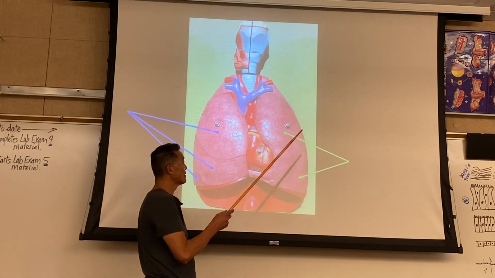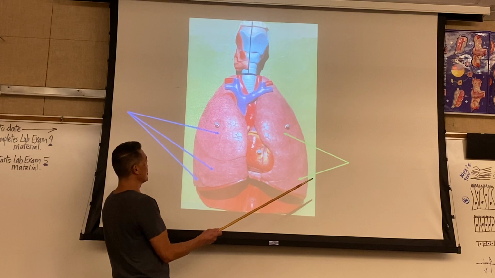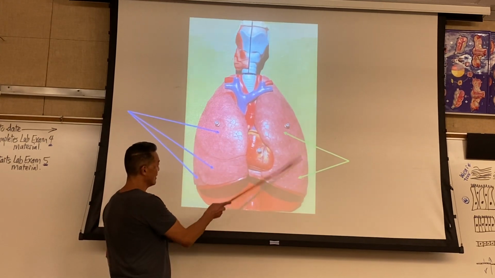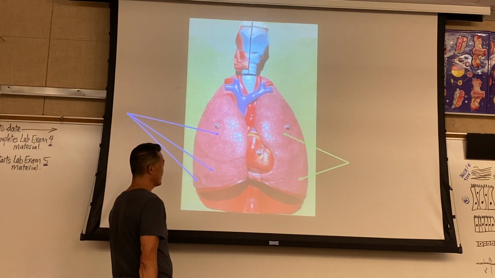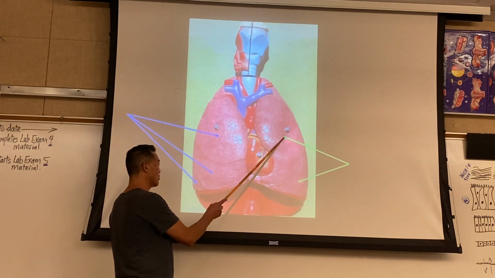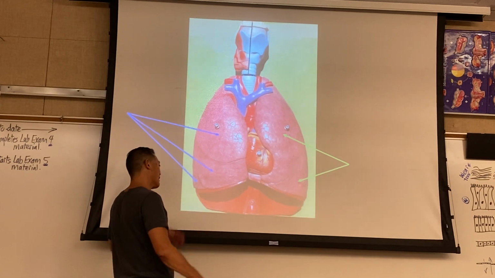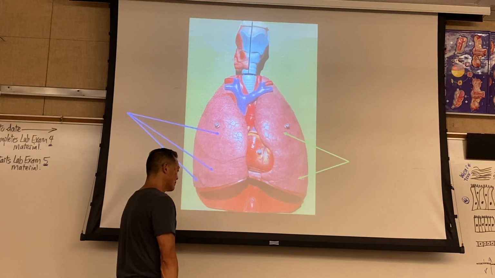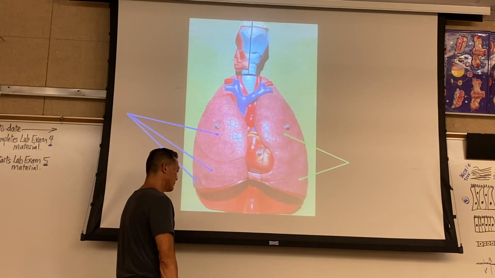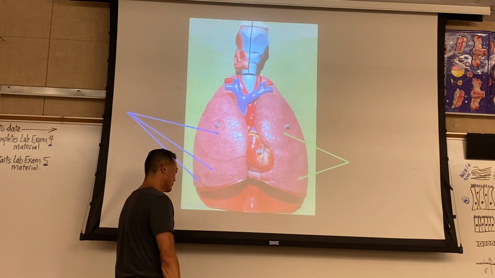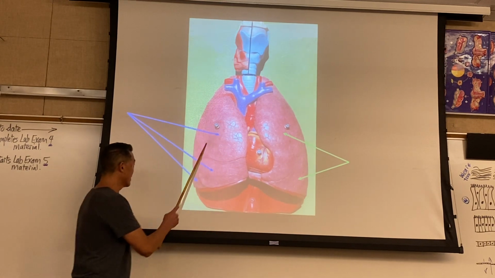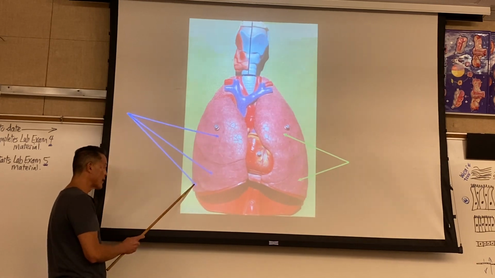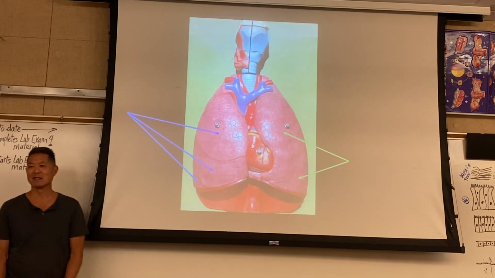You guys ready? Notice how the lungs are not symmetrical. The right lung is bigger, that's why you have 3 lobes. The left lung is smaller, you only have 2 lobes. And the 2 lobes are superior lobe and inferior lobe of the left lung. Because the right lung is bigger, there's 3 lobes: superior, middle, and inferior lobe of the right lung. Okay, great.